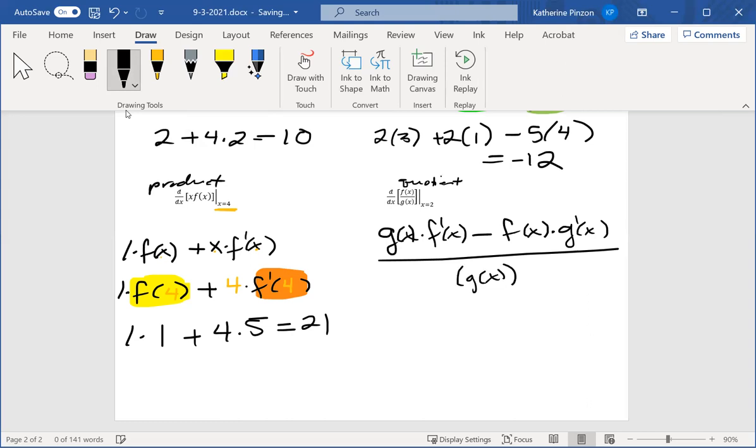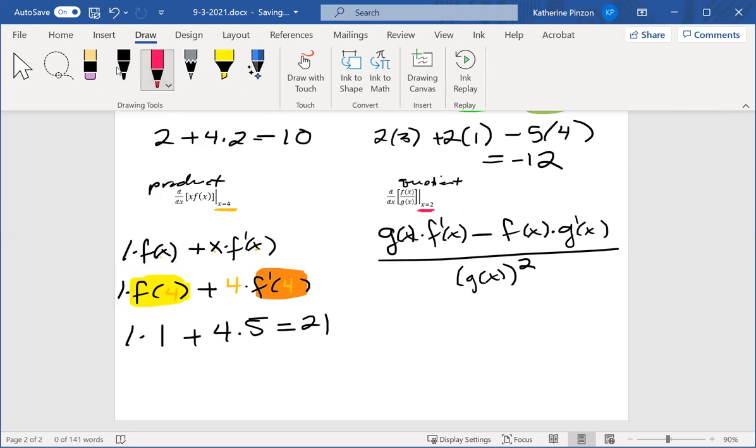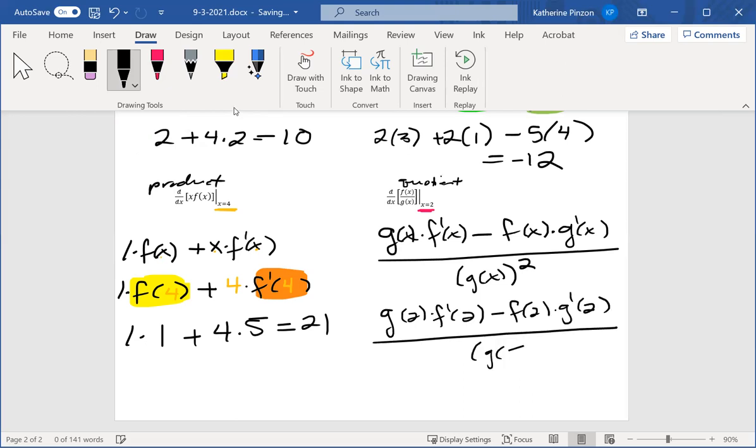g squared. Okay, I am plugging in another color, pink. Sure. x equals 2. So all of these places need a 2 inside of them. So g of 2, f prime of 2, minus f of 2, g prime of 2, divided by g of 2 squared. So I'm going to go look in my table for all of these values. I need everything from the 2 column, right? I need g of 2, I need f prime of 2, I need f of 2, and I need g prime of 2. I'm going to need all of the values from the 2 column.